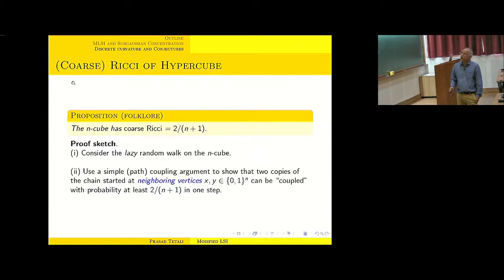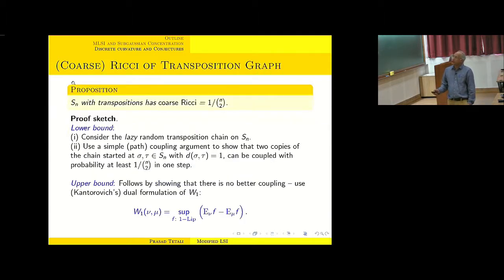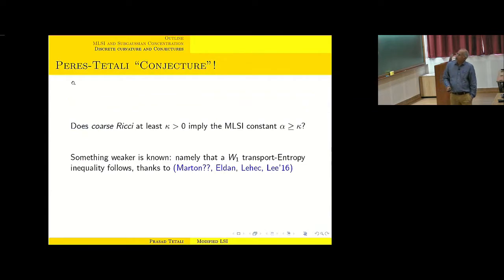So this is a short proof as to why this is order 1 over n. Let me move on. Similarly, there's a short proof, with the most natural coupling for transpositions on n cards, the n factorial permutations, that will give you order 1 over n squared. Once you find something you think is a good coupling and a good bound on curvature, the dual formulation of W1 is often useful to show that, in fact, one could not have done better, to show your coupling is optimal.